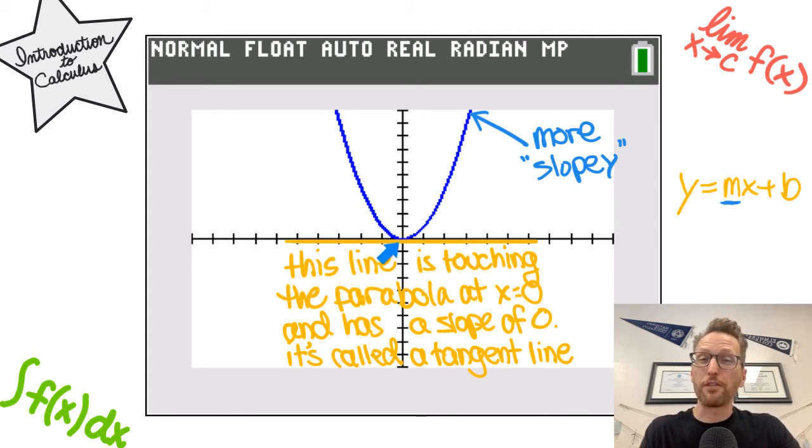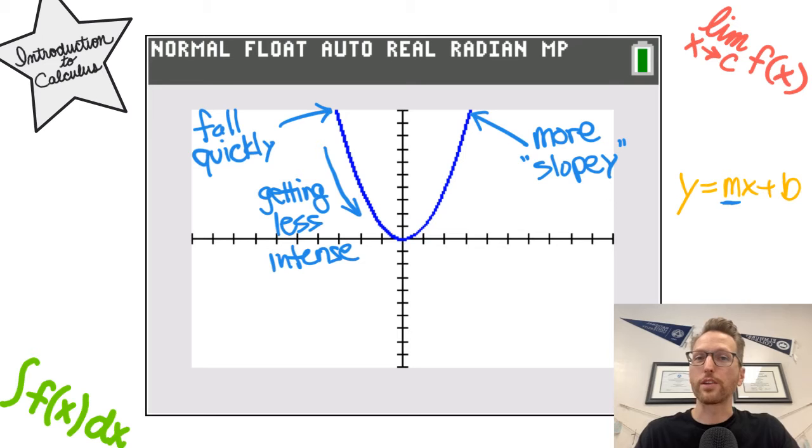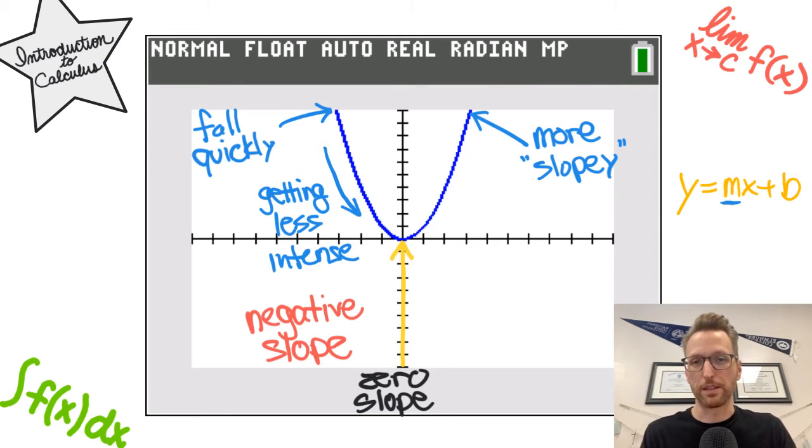So at first we'd be falling down quickly, and then as we move closer to that point, 0, 0, our slope is actually getting less intense, or less negative, or our speed is slowing down. Okay, so that means in general there are 3 types of numbers that can represent the slope in this parabola. A negative slope, a 0 slope, and a positive slope.